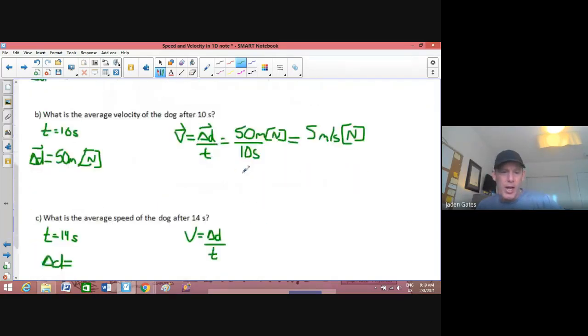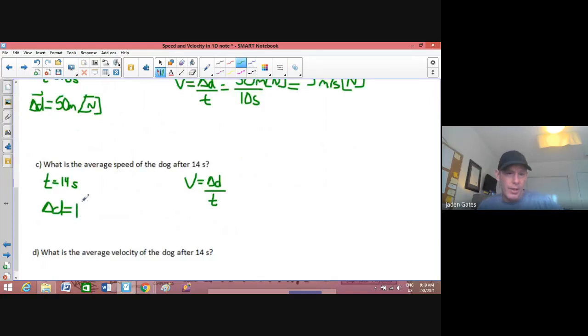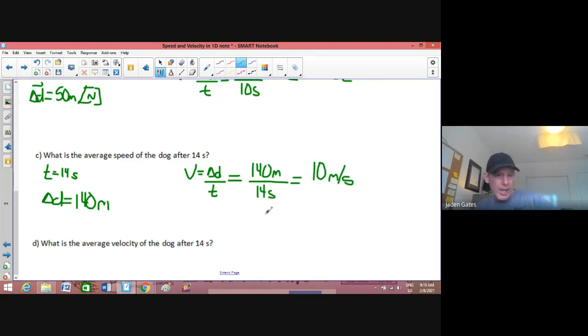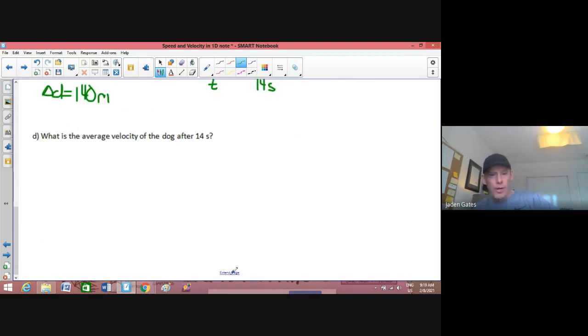All right, so I go down. The distance is 140 meters because, again, distance is the total travel. Don't care about direction, whether it went back or forth or not. So I got 140 meters as my distance, divided by my time, which is 14 seconds. And I divide those two numbers. I get 10 meters per second. Fast dog.